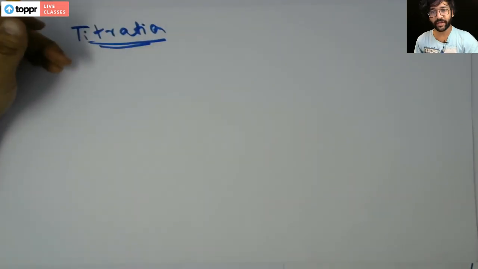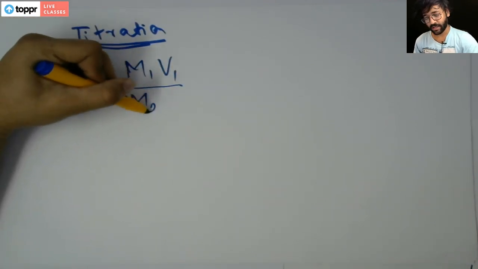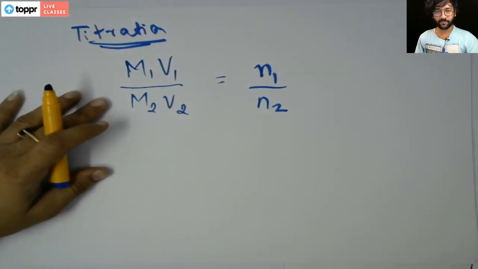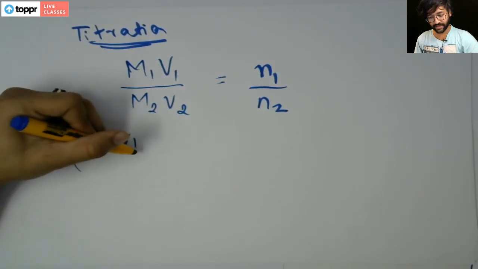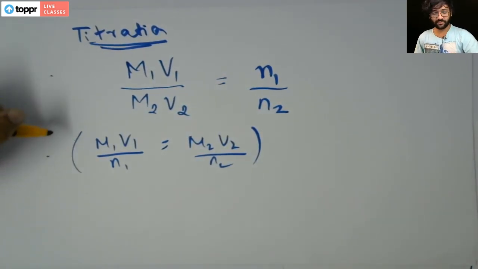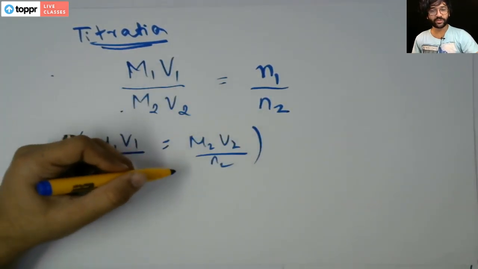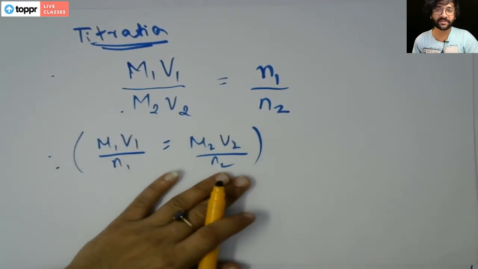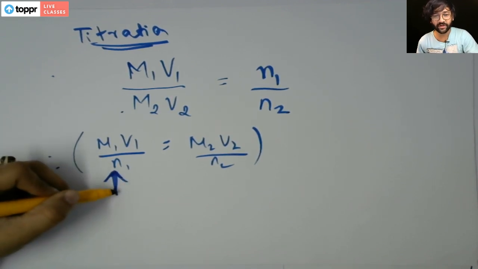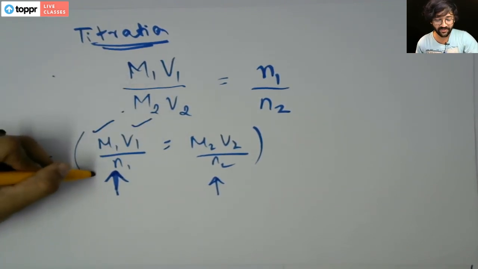All right, so for titration, if you want to know how to calculate, you have to remember a very simple formula. This is M1V1 by M2V2 equals N1 by N2. Or this formula can also be seen like M1V1 by N1 equals M2V2 by N2, whatever is easy for you to remember. This is a ratio, and this is one quantity being equal to the other. This only means that all the amount in quantity 1 is equal to all the amount in quantity 2. Hence we have to have the molarity, the volume, as well as the moles.